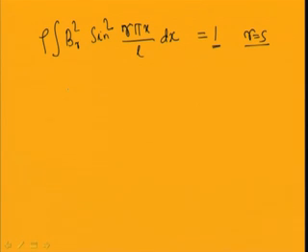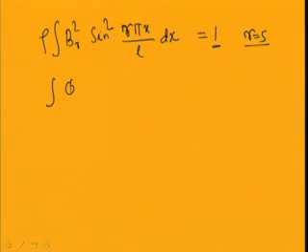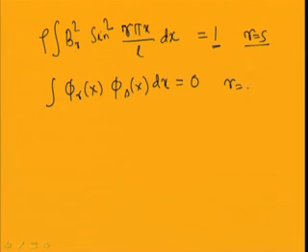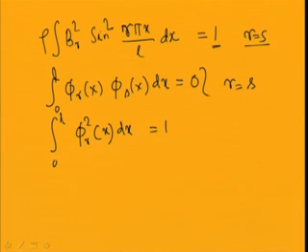The mode shapes are orthogonal to each other, that means when r not equal to s, the integral of phi r x into phi s x from 0 to L equals 0, and when r equal to s, it becomes the integral of phi square x dx, which will become 1. So, this proves the orthogonality property of the mode shapes.